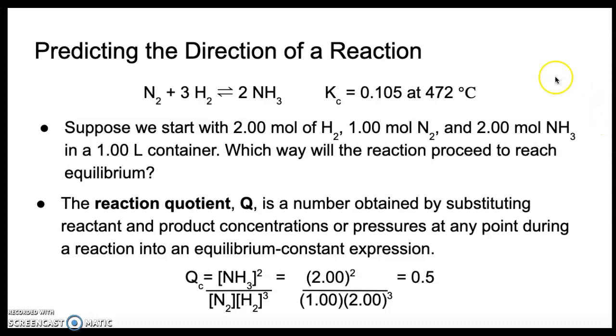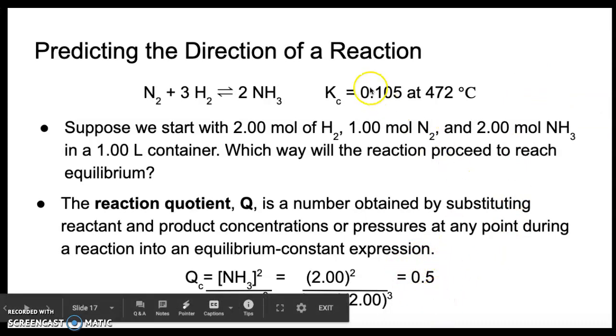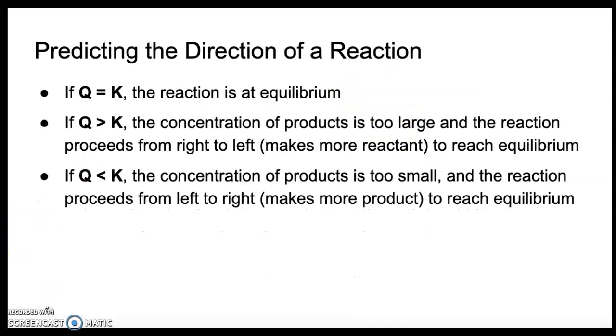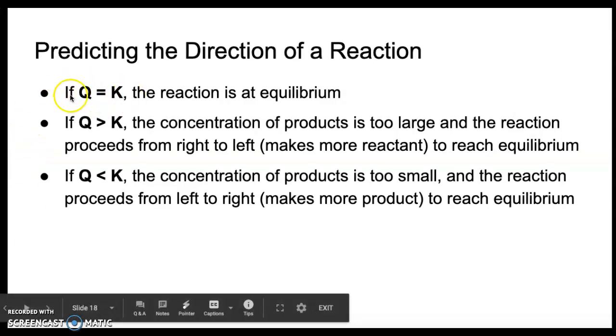Now, if we want to compare that Q value of 0.5 to our K value of 0.105, we can see here that Q is greater than K. Now, thinking about what that means, if you plug in values to your reaction quotient expression and Q is exactly equal to K, then your reaction is already at equilibrium.